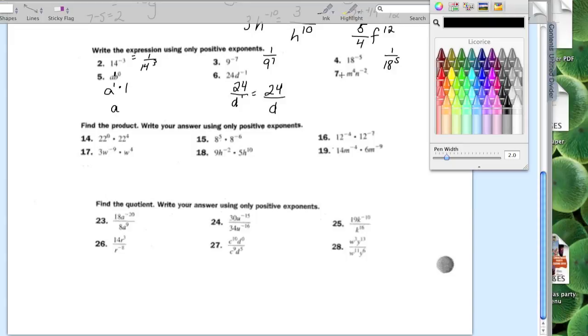Number 7, take them in separate pieces. M to the 4th is already a positive exponent, so it stays in the numerator, but n to the negative 2nd, negative exponent, so it's going to go into the denominator, and it becomes positive.